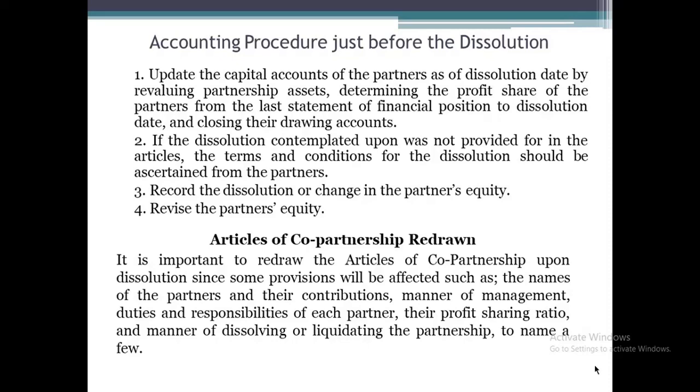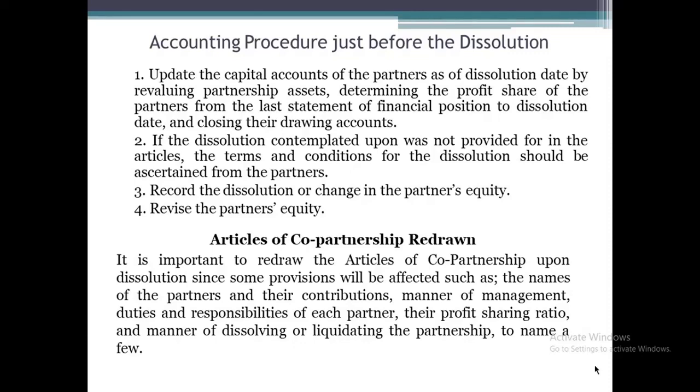Ayan. Next is closing their drawing accounts. Syempre, may mga winidraw yung mga partners na cash or inventories or ano man yan. So, i-close yung mga yon. So, ileless na sa kanilang capital accounts or yung mga capital contributions nila.